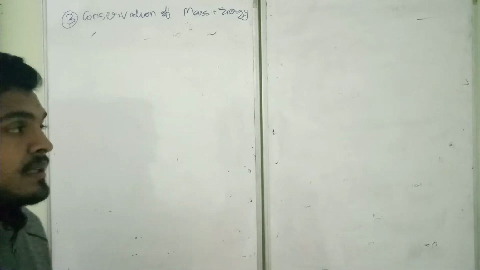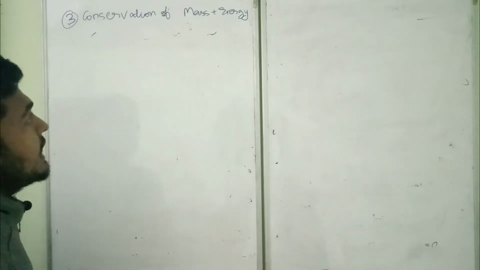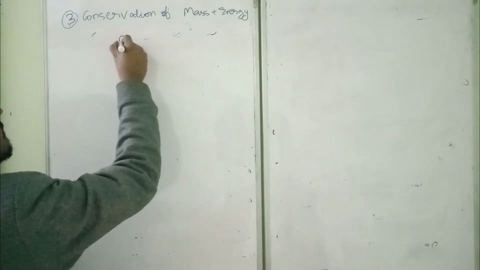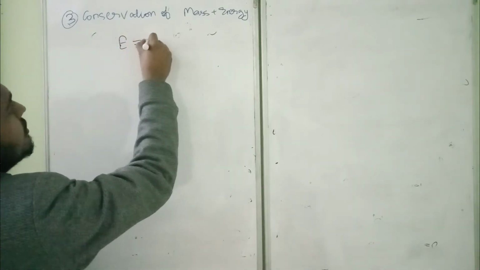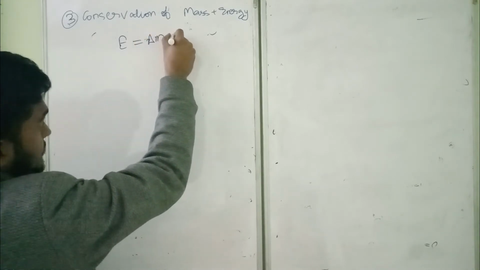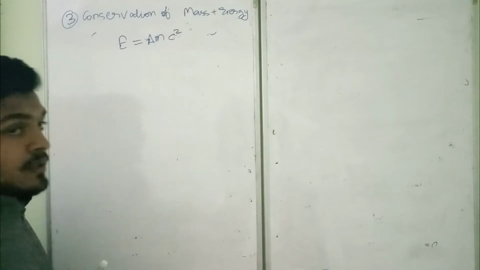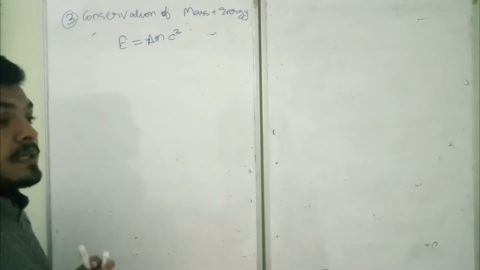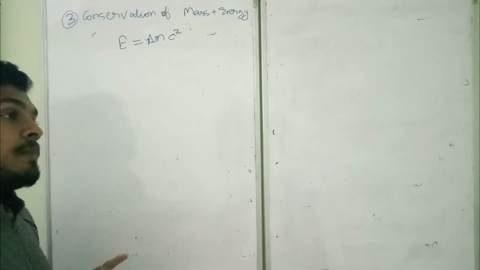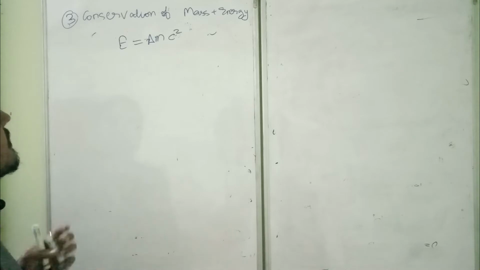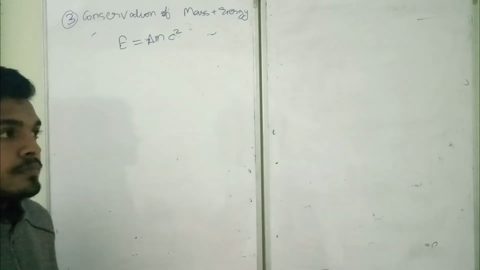This is the relation between them, and the relation was given by Einstein. It is a very famous relation, that E is equal to the change in mass times the square of the velocity c, where c must be comparable to the speed of light. So this is the law of conservation of mass plus energy.